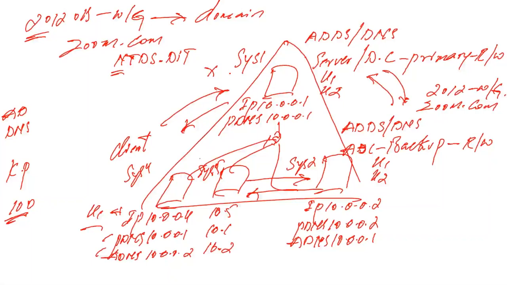And suddenly today my DC is not working. So with the help of the ADCs, system 2 ADC and system 3 ADC, can my users log into the client machines or not? Yes. But the question is what here?